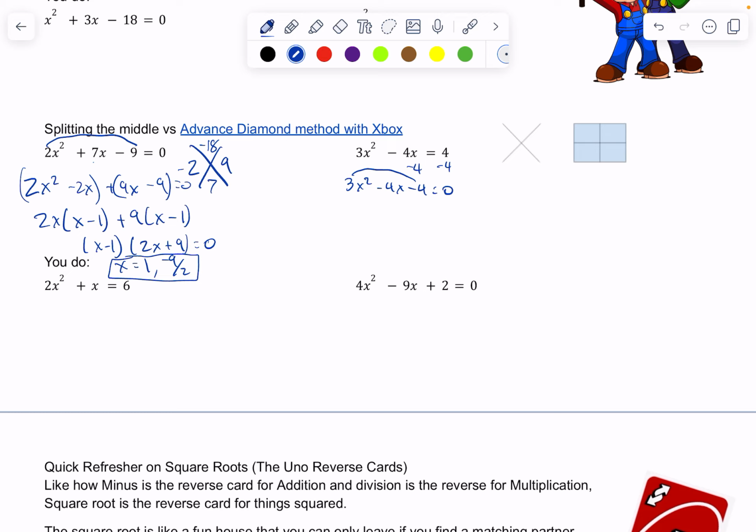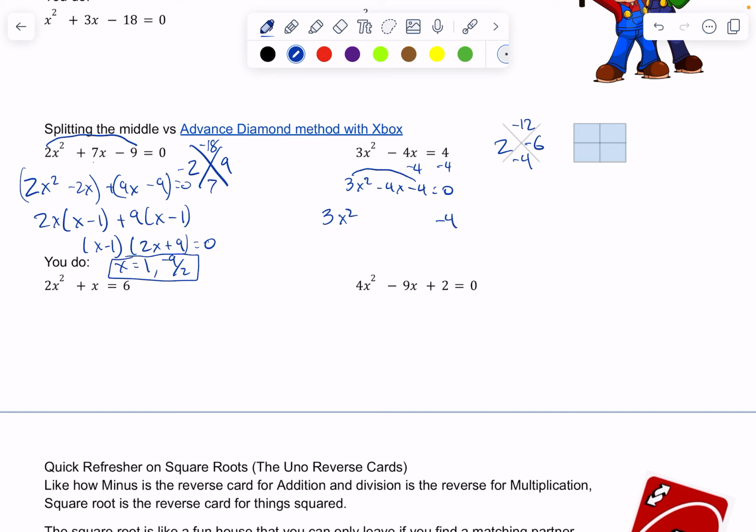3 times negative 4 gives you negative 12. And I have negative 4 on the bottom. So what two numbers multiplied together give you negative 12, and added give you negative 4? These are going to be slightly far apart, so I'm thinking a 2 and a 6. Where's the negative sign going to go? Since it's going to give you negative 4, I will want this to be a negative. So let's split the middle. 3x squared minus 4x.